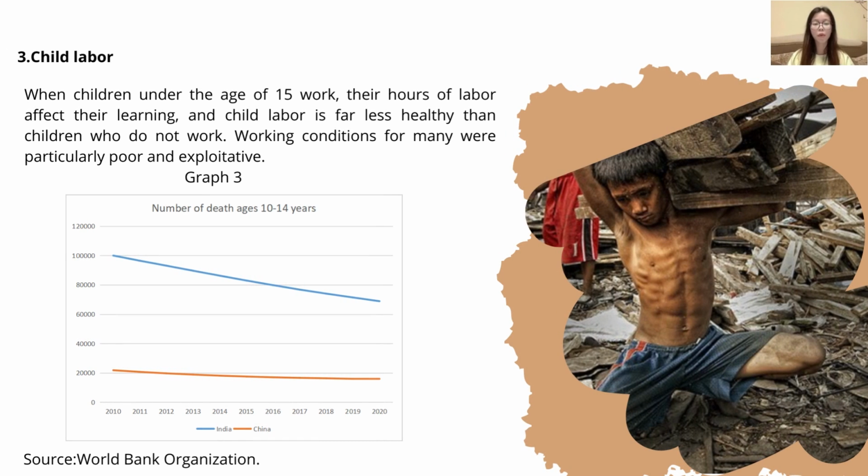Finally, I think child labor is also an important factor affecting education and health. We also compare data from China and India. In China, it's illegal for companies to use child labor under the age of 16, but child labor in India is very common. In graph 3, we can see that the death rate of children aged 10 to 14 in India is much higher than that in China, and the primary school enrollment rate in China in 2019 is more than 100% gross, compared with 97% in India. So reducing the use of child labor is also a key factor in improving education and health.